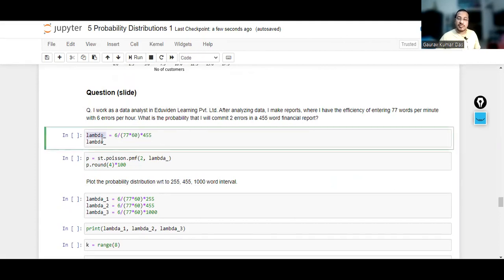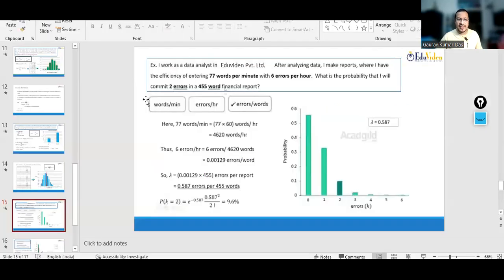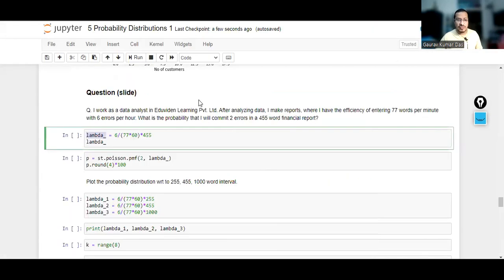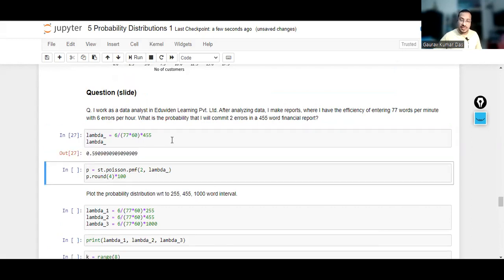So lambda will be calculated the same way which I had explained here, right? I have to convert these words per minute and errors per hour to errors per word. So 6 errors per hour divided by 77 words per minute, where minutes I have converted to hours, and then multiplied by 455. If I do this, that will give me, in 455 words, 0.59. So this is 0.59 errors per 455 words.